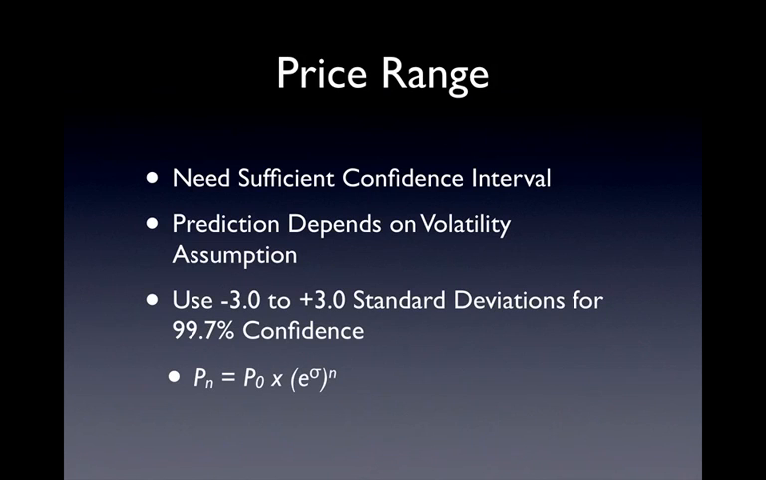Professional risk managers typically use an interval from -3 to +3 standard deviations because that range corresponds to a 99.7% confidence. From a statistical perspective, this means that the underlying price return should fall within that range for 99.7% of the observations. This formula shows how to calculate what the underlying price is for a given number of standard deviations. P sub 0 is the current price, E is the natural exponential constant. In statistics, the Greek letter sigma is commonly used to designate the standard deviation, or volatility in this case, and n is the number of standard deviations.